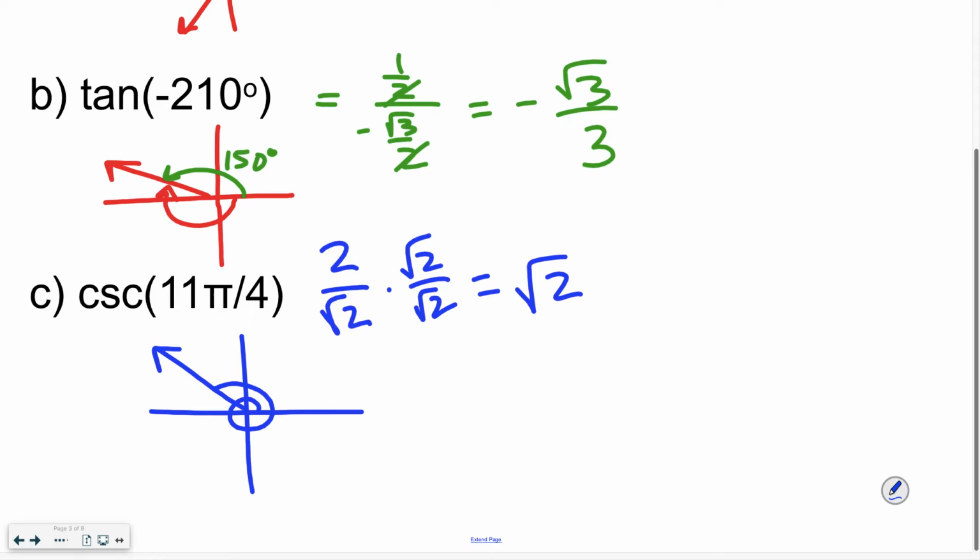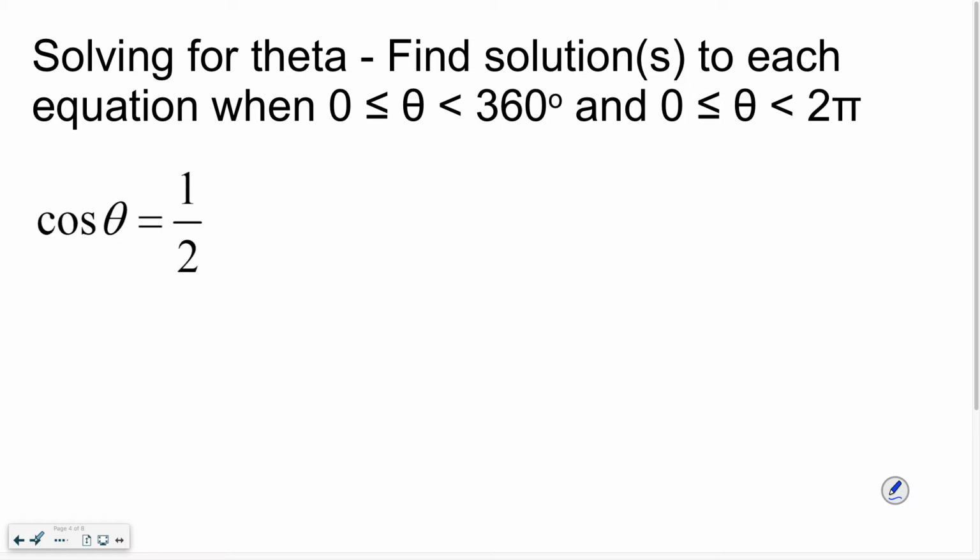Now, what I like about today is we're going to sort of work backwards. Okay? In today's homework, you're going to have a few of these again, but then you're going to also have something like this. The cosine of theta equals 1/2.